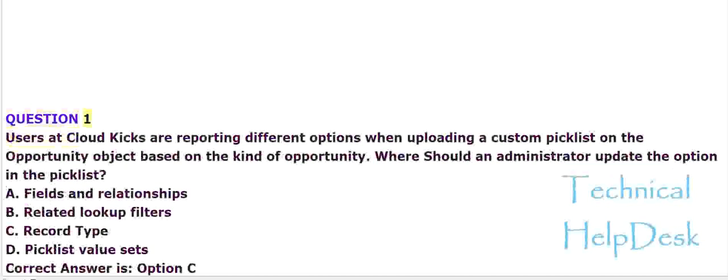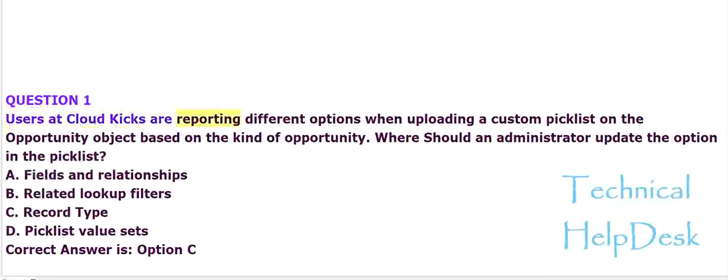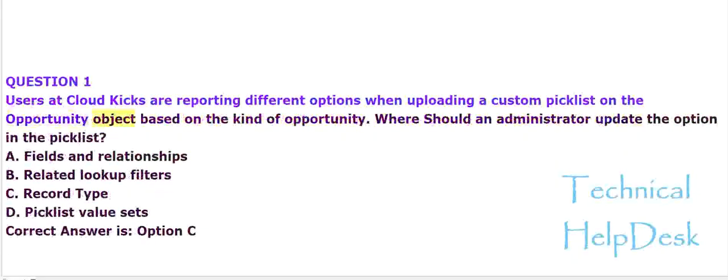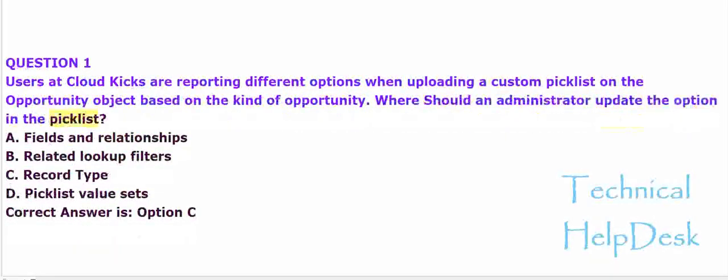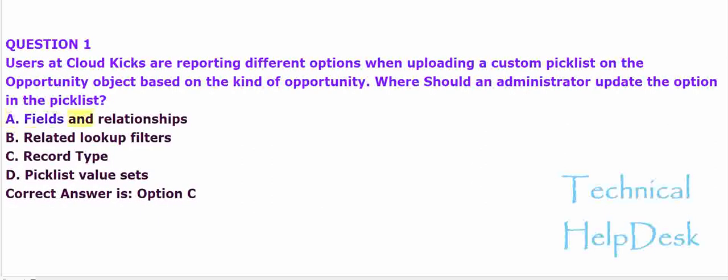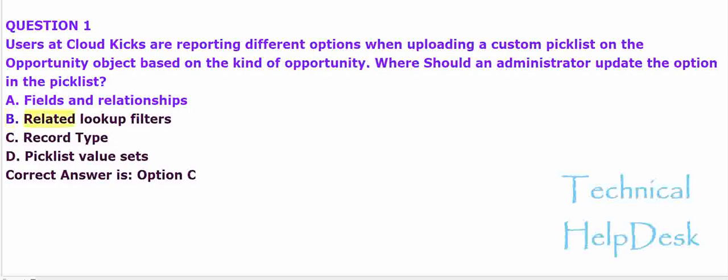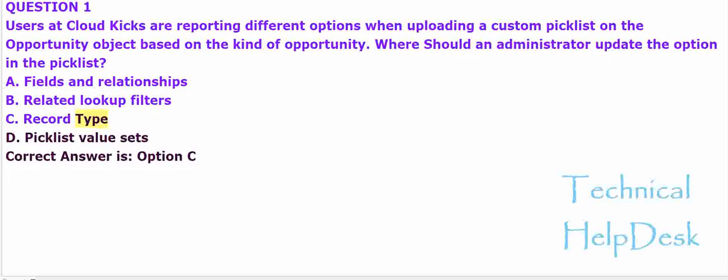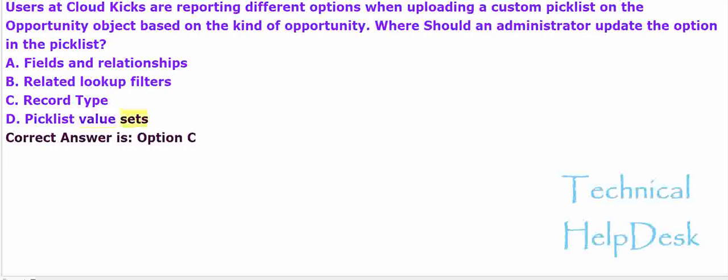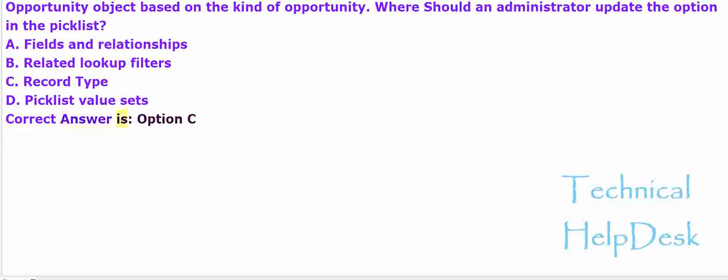Question 1. Users at CloudKicks are reporting different options when uploading a custom pick list on the opportunity object based on the kind of opportunity. Where should an administrator update the option in the pick list? A. Fields and relationships. B. Related lookup filters. C. Record type. D. Pick list value sets. Correct answer is option C.